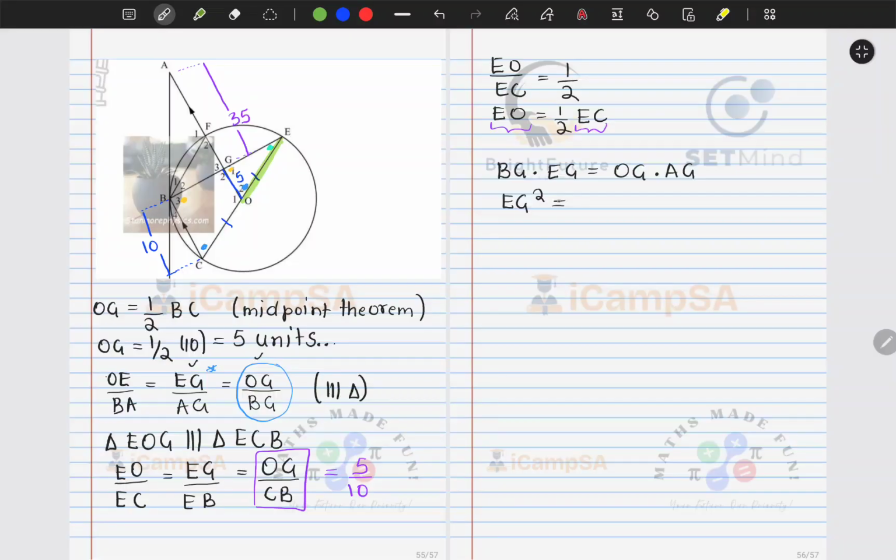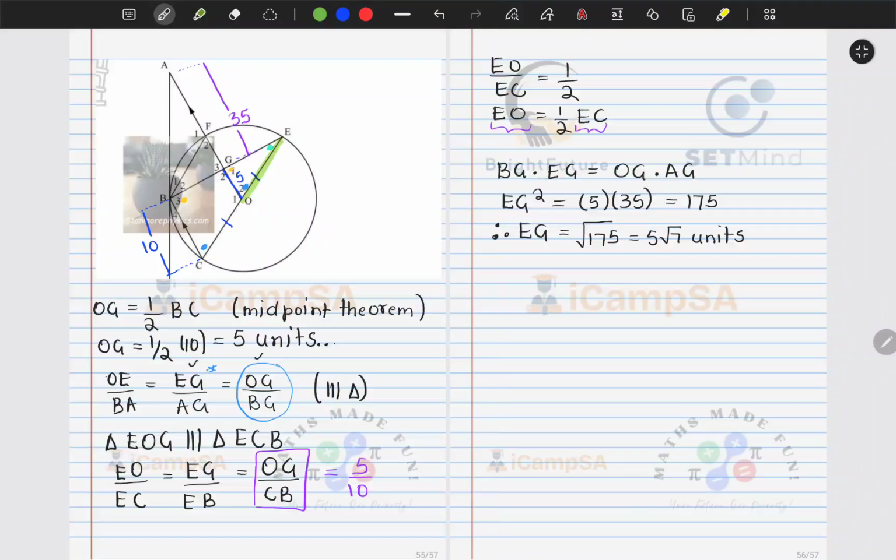And EG all squared equals OG times AG. And if you observe carefully, OG we found is 5. So that becomes 5 times 35. Okay. And you will see that the answer which we end up getting here is 175. What this means is that our EG has been found to be square root of 175, which is the same as 5 square root of 7 units.